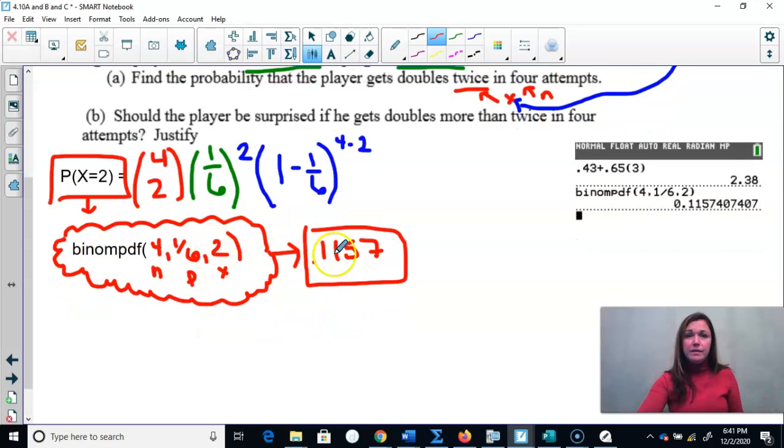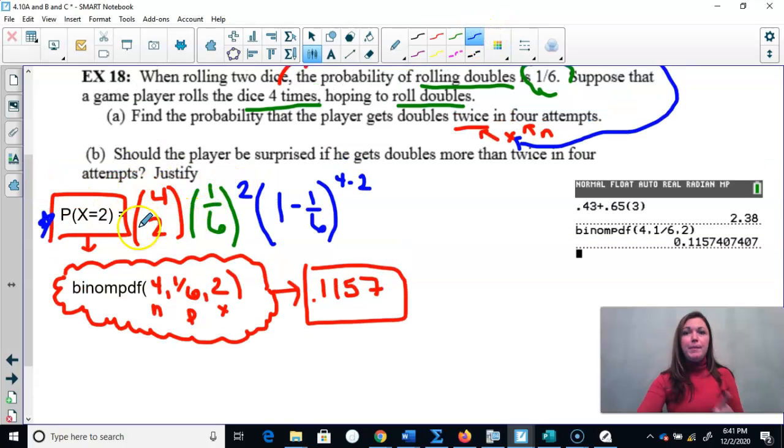Okay, next, part B. Should the player be surprised if he gets doubles more than twice in 4 attempts? Let's rewind to part A. What am I going to require on a test? I want to see this probability statement right here: the probability that X equals 2. Find the probability that the player gets doubles twice in 4 attempts. Out of 4 attempts right here, he gets it twice. I want to see your calculator speak right here with the NPX. Then I want to see your answer, 0.1157.